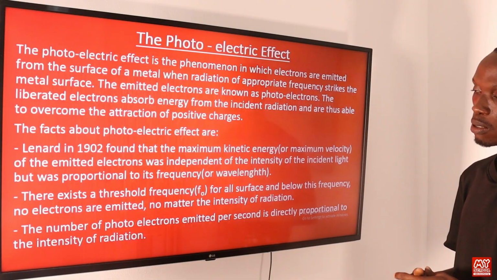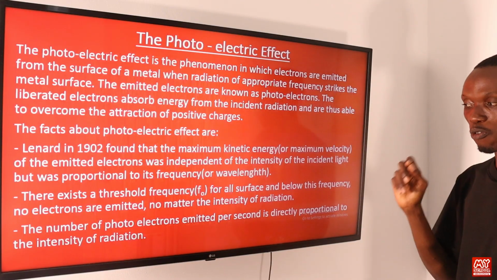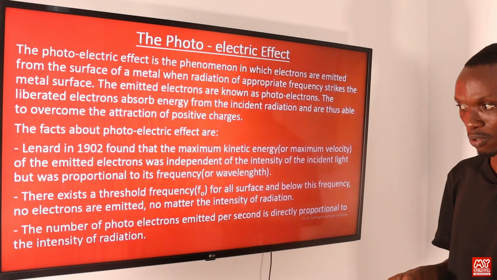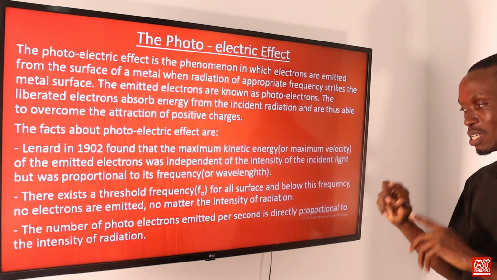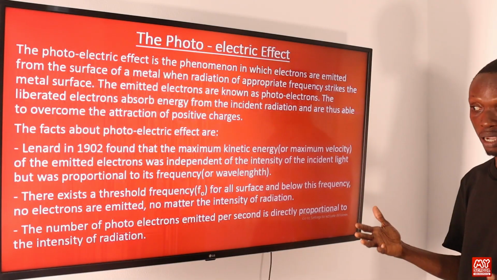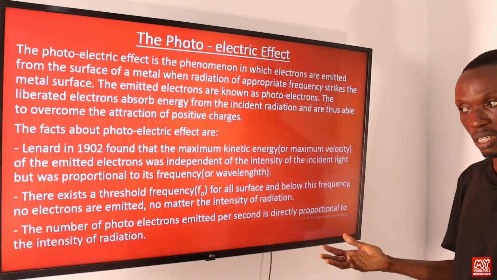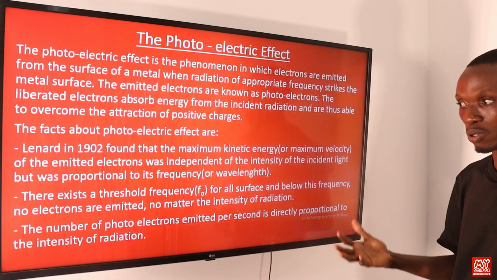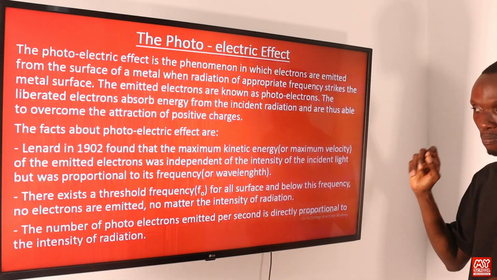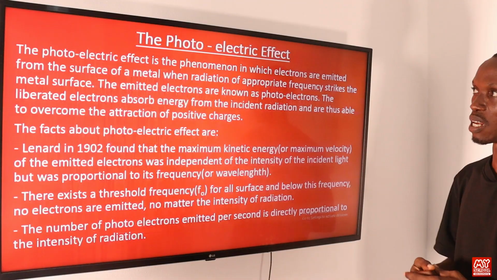Now the third fact is that the number of photoelectrons emitted per second is directly proportional to the intensity of radiation. Meaning that the higher the intensity of radiation, the more the number of electrons emitted, and the lower the intensity of radiation, the lower the number of photoelectrons emitted. So this part is very, very vital. Let's move to the next slide.